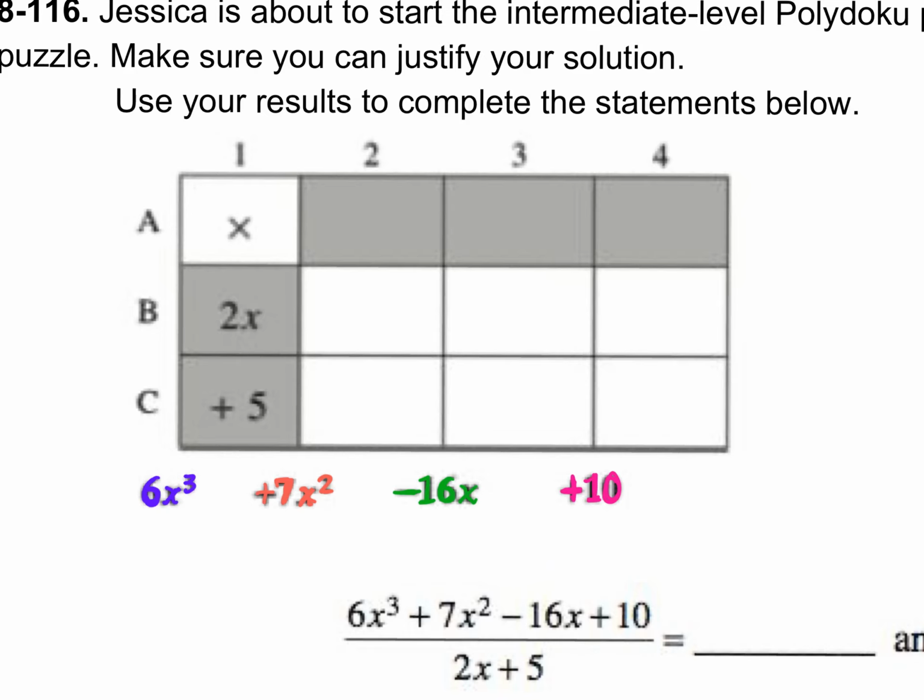Before I begin, I want to highlight the boxes that correspond to each term. So like this is going to correspond to our 6x cubed. These two boxes, because they're on the diagonal, are going to correspond to the 7x squared. These two, because they're on a diagonal, are going to add up to be negative 16x. And then this last one, since it's by itself, will be our constant term of 10. Okay, if you think you can do it, go ahead and try now and then come back.